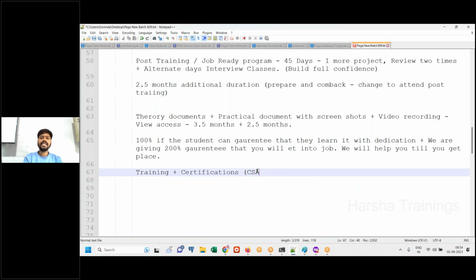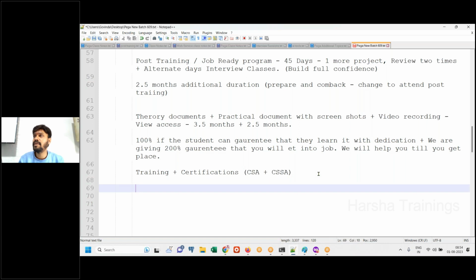Certifications: CSA, Certified System Architect, and CSSA. How to clear these exams, we will help you. Don't worry about examination, but fees will be there. I'm telling you beforehand because you have to plan for it financially. Training fees anyhow you are paying, and again for certification exams everyone has to pay. In India, including GST, many people go to Google and type $175.